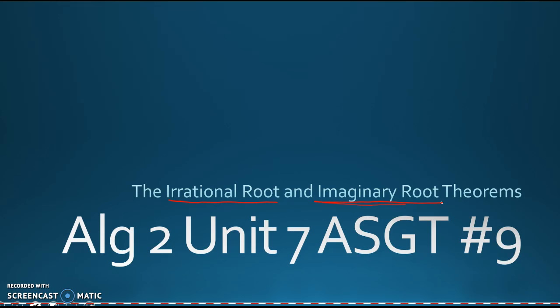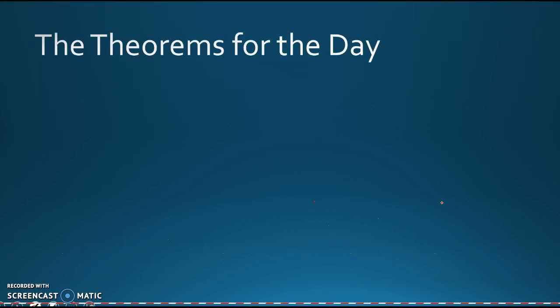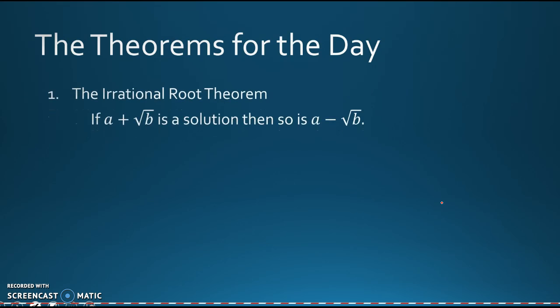And so let's start with the theorems for the day. The first theorem is the irrational root theorem. So whenever we have an irrational solution, it could be like the square root of 2, or it could be 4 plus the square root of 5. Those are both irrational because we don't know what the square root of 2 is and we don't know what the square root of 5 is. But you should be familiar now that whenever we solve a quadratic equation, we always have solutions that are like plus and minus the square root of 2. Or if we have 4 plus the square root of 5, it's 4 plus or minus the square root of 5. In other words, those plus and minuses will always exist.